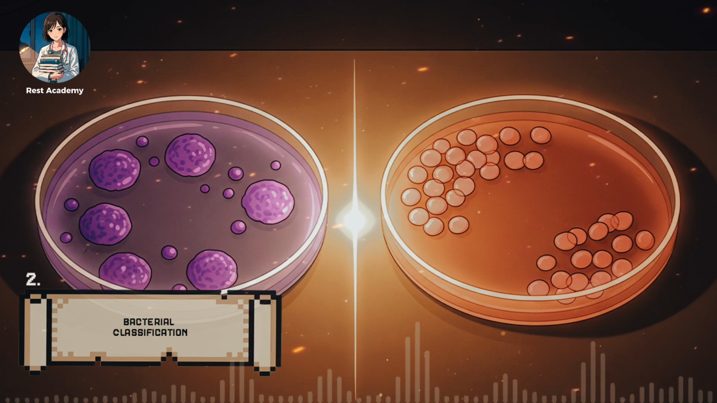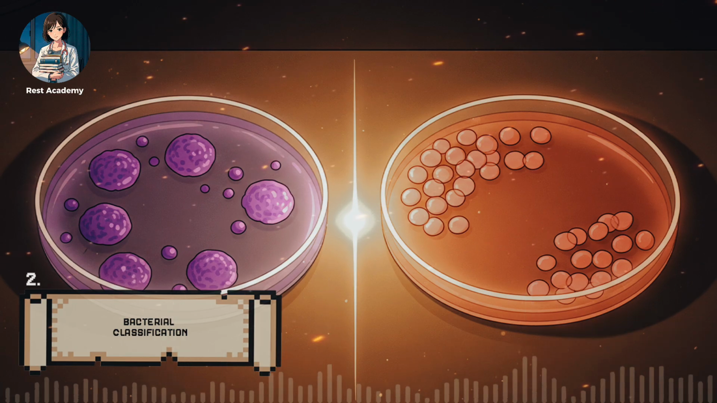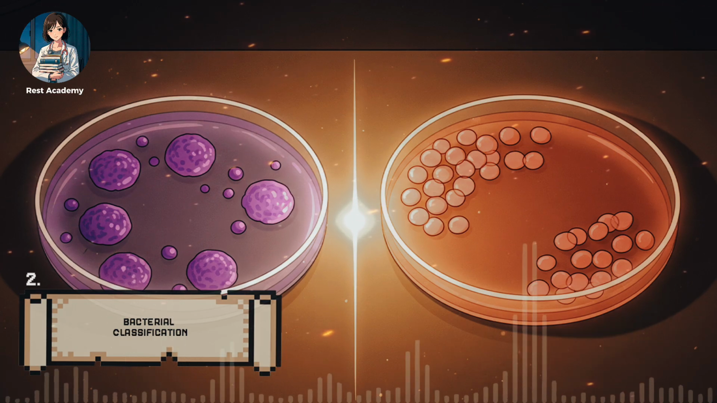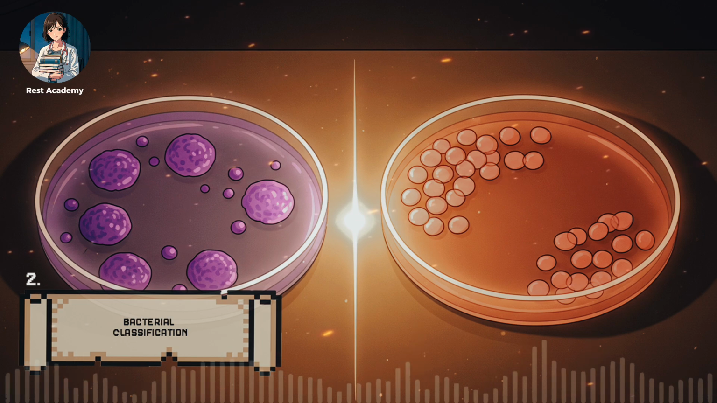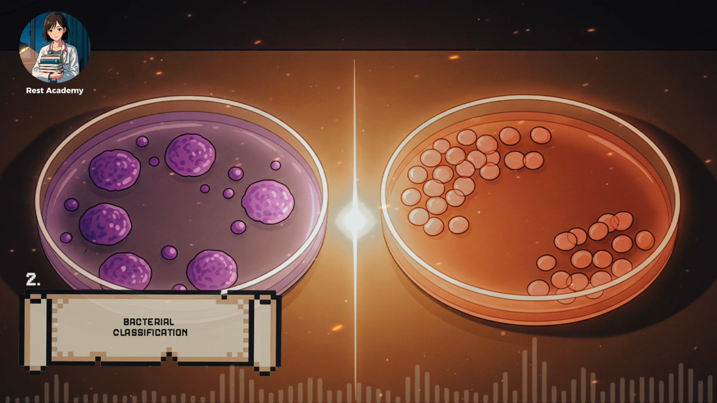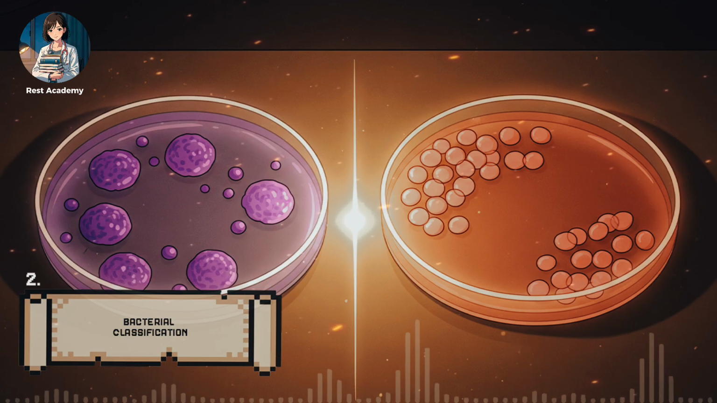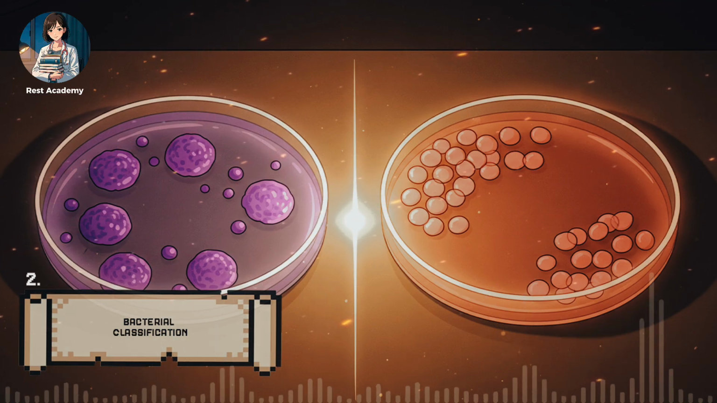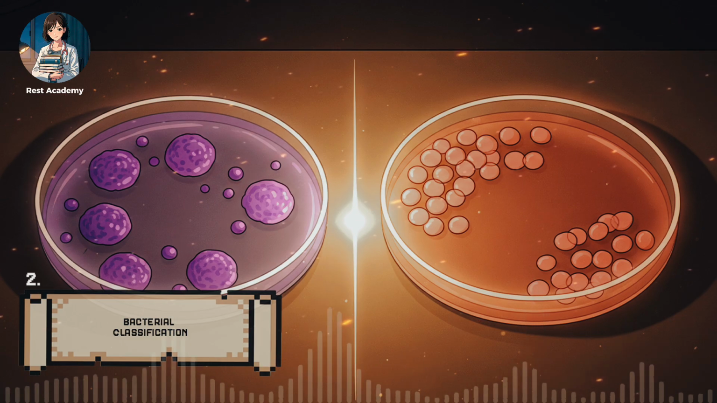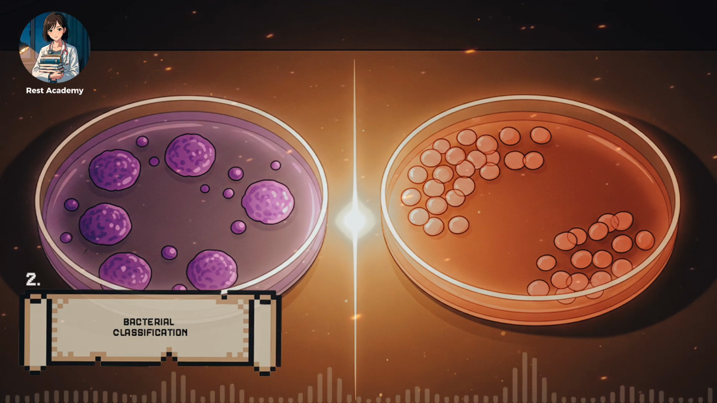Now add practical exceptions so the color rules do not mislead you. Some organisms stain poorly or not at all with the standard gram technique. Acid-fast bacteria such as Mycobacterium have lipid-rich walls with mycolic acids that resist decolorization by acid alcohol. They require acid-fast stains to visualize.